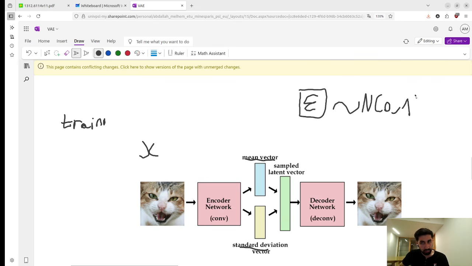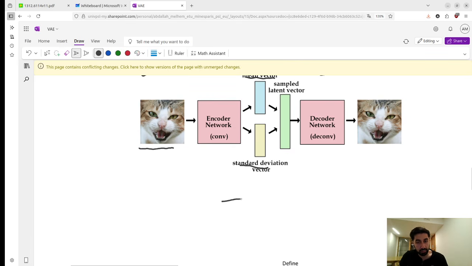So this is outside the network. This is just a variable. We're just sampling from a normal distribution, and this variable is stochastic, it's random. Because this variable is random, whatever the network outputs, a fixed mean and fixed standard deviation for a fixed input, z would be different, because z is calculated as follows.